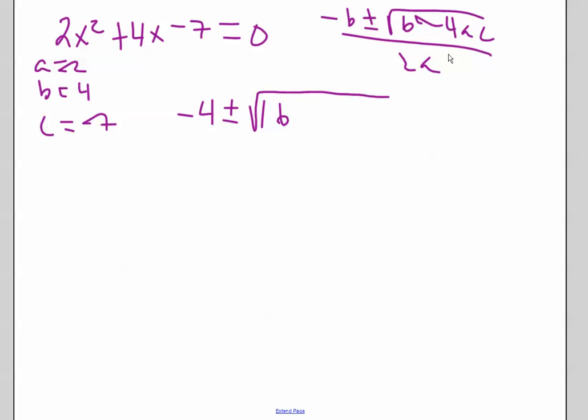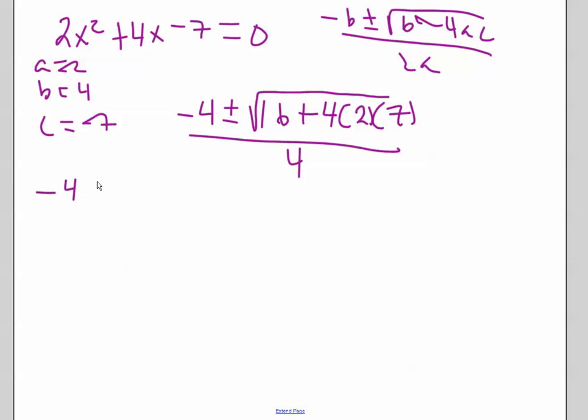Minus 4ac. Now I'm going to do some mental math here. Well, I won't do too much for you. But I know that a negative times a negative, because there's a negative c, there's a negative 7, and there's a negative 4. So I know I'm going to be adding 4 times 2 times 7, all over 2a, which is 4. 8 times 7 is 56, of course. So negative 4 plus or minus 16 plus 56.